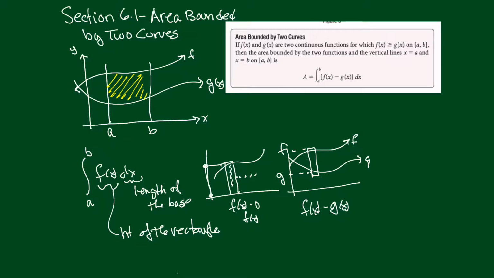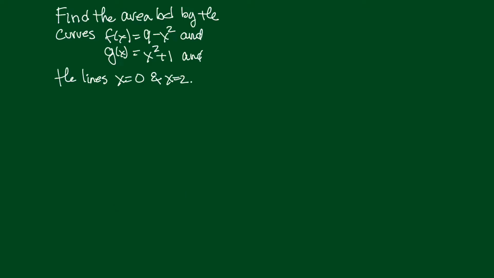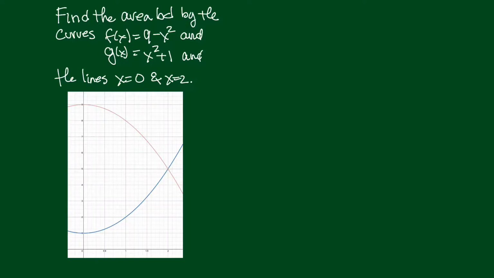So let's look at an example to see how this is going to work. Let's find the area bounded by this curve here. Notice this is a parabola, x squared, but it's negative, so it opens downward. And this one is an x squared, a parabola, but positive, so it opens upward. We want to find the area bounded by these curves and the lines x equals 0 and x equals 2. I'm going to insert a graph of this so we can see just what we're doing. So here's a picture of these two curves.